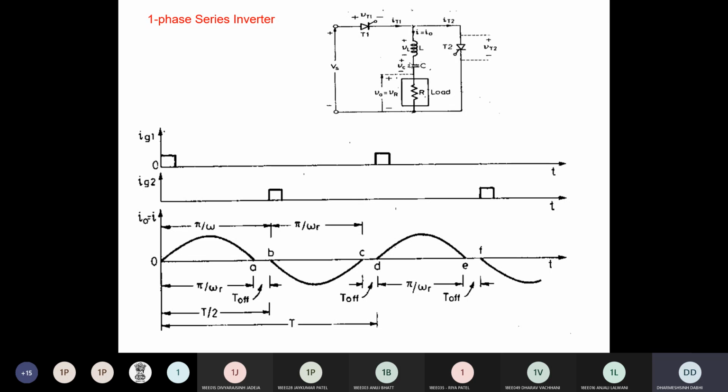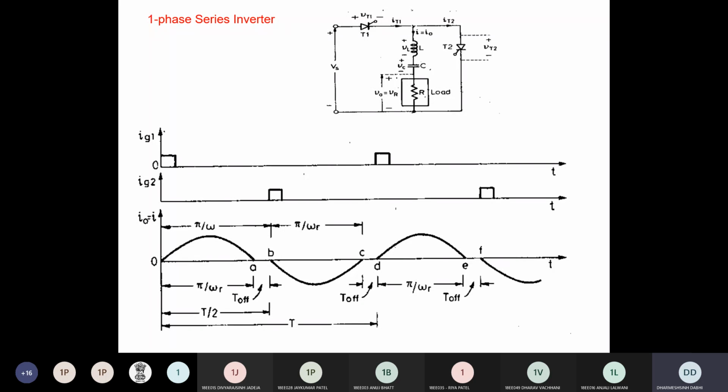As I already explained, you choose the values of L and C in such a way that the circuit is underdamped. What happens in an underdamped circuit? We saw earlier in the single phase inverter, before reaching the half time, it becomes 0. So your half time is between 0 and T, but it becomes 0 before the half time, at point A. At the ringing frequency where the circuit is underdamped, that time is pi divided by omega r. That depends upon the values of the commutating components L and C.